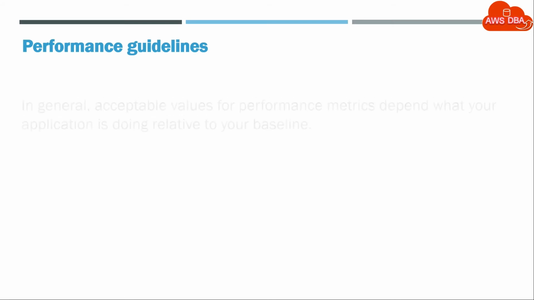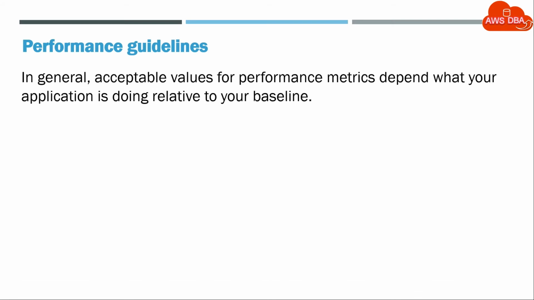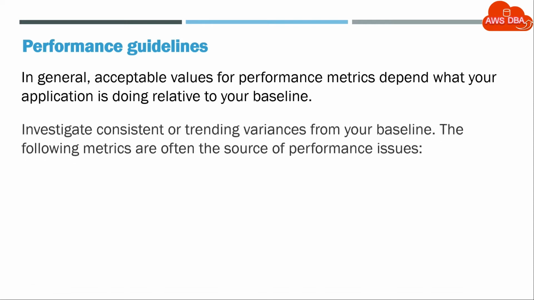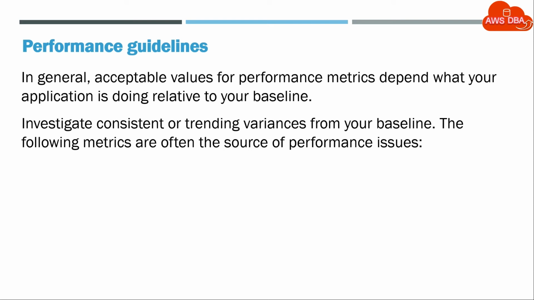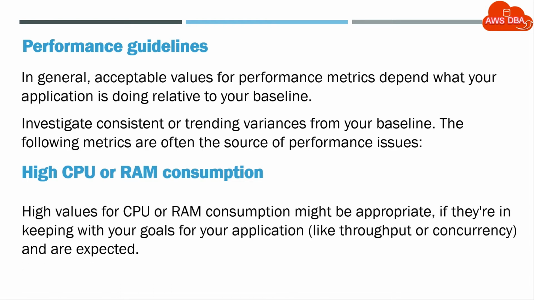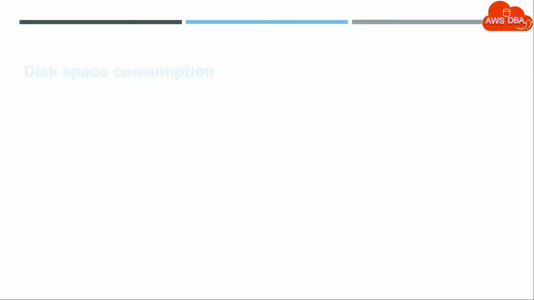Performance Guidelines. In general, acceptable values for performance metrics depend on what your application is doing relative to your baseline. Investigate consistent or trending variances from your baseline. The following metrics are often the source of performance issues. High CPU or RAM consumption. High values for CPU or RAM consumption might be appropriate if they're in keeping with your goals for your application, like throughput or concurrency, and are expected.